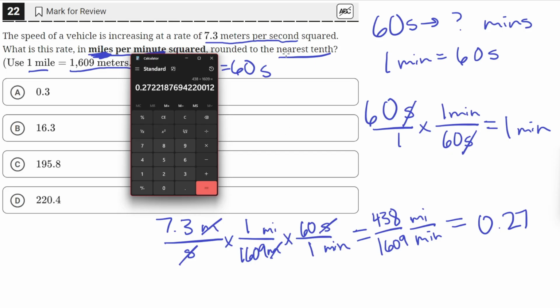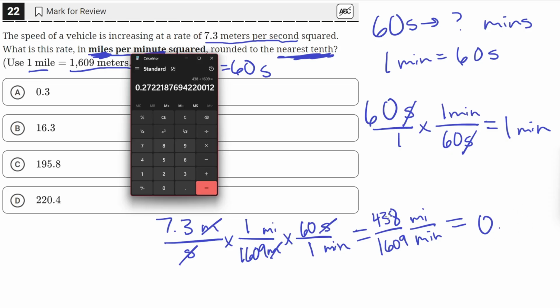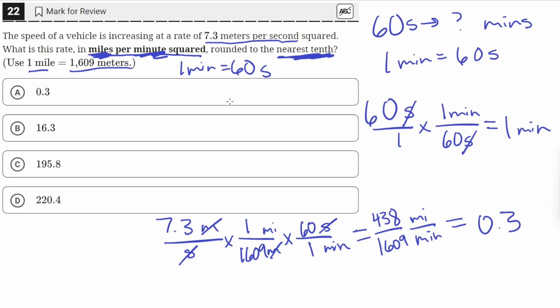0.272. But they said to round to the nearest tenth. The tenth is the first digit in the decimal place. So this 2, we're going to round it with the 7, so this gets rounded up to 0.3. That means 7.3 meters per second squared is equal to 0.3 miles per minute squared.